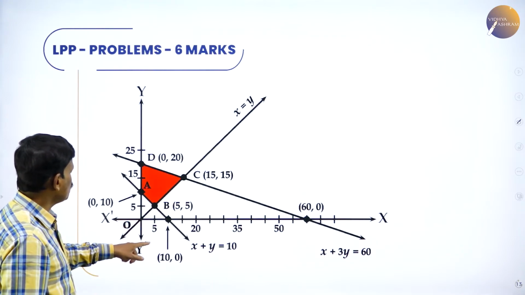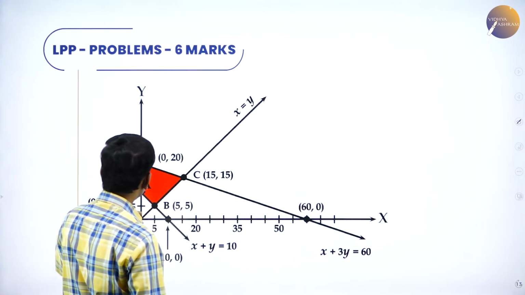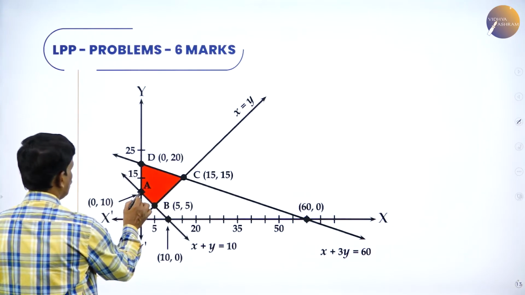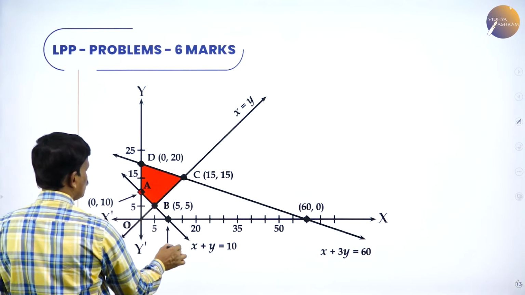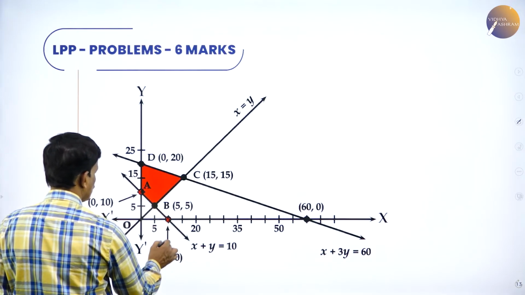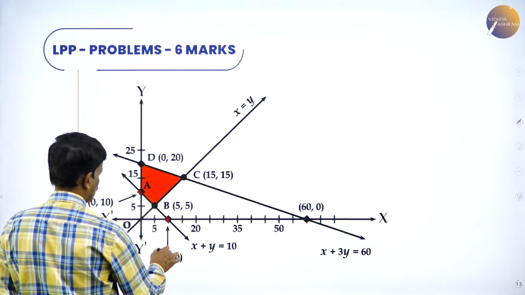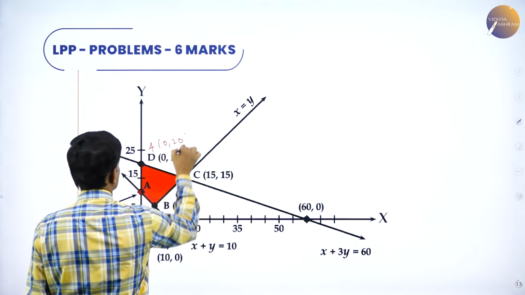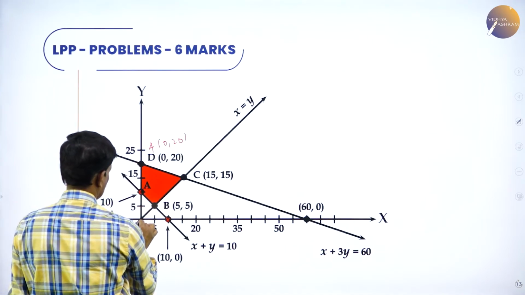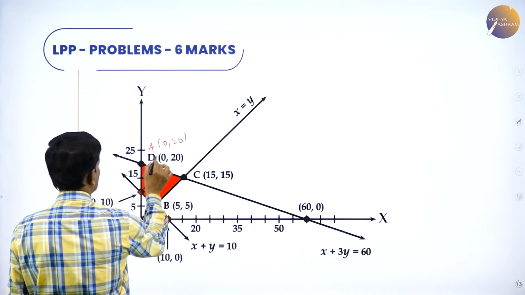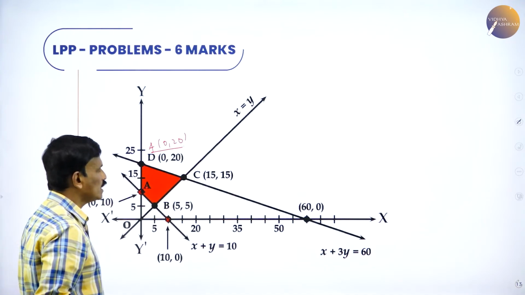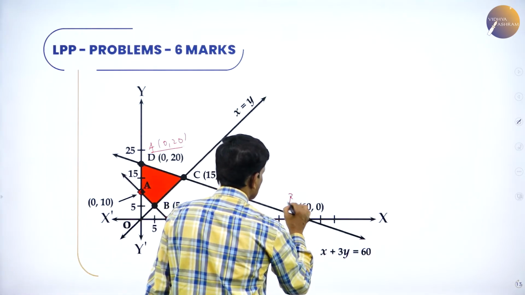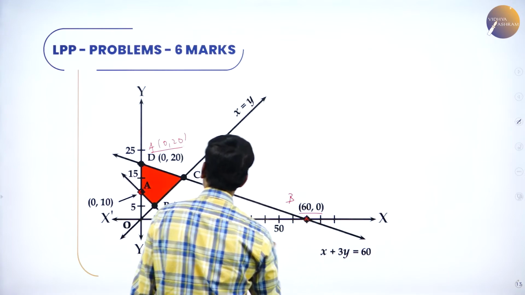So (0, 0) for the first curve. For the first curve, what are the answers? A is (0, 20), where x is equal to 0. And B, what is B? B is nothing but (60, 0). This is B. Now draw a line.